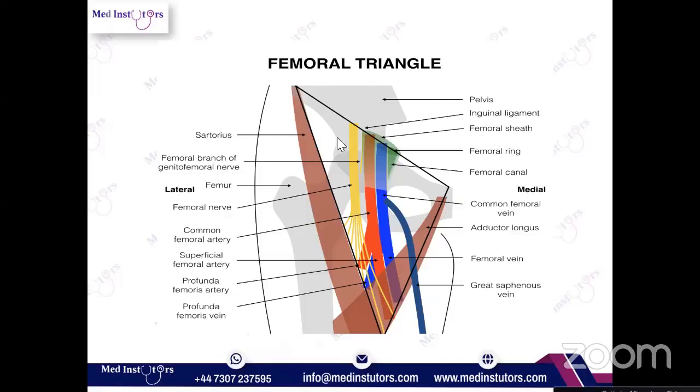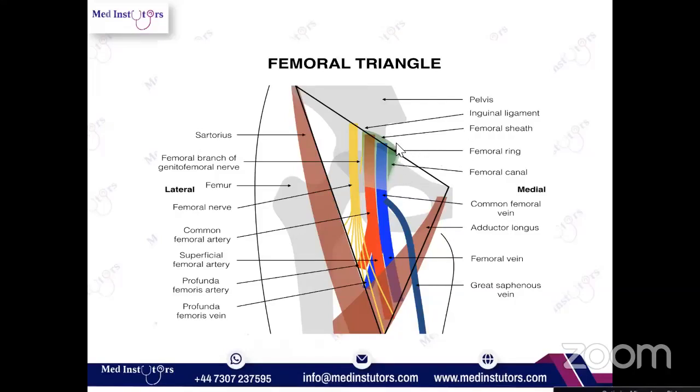Yes. So what is this structure? Yes, it is the femoral nerve. And then next we have the femoral artery, which is a continuation of the external iliac artery. Then we have the femoral vein, which is a continuation of the popliteal vein.